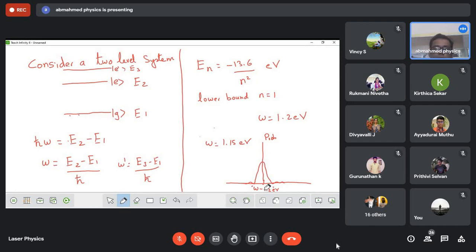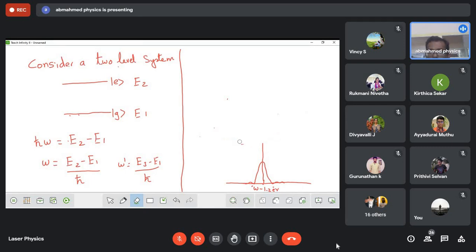This is the point I wanted to make. Now, whenever you have a system, let us consider only the 2-level system as of now. What are the processes possible? There are 3 processes possible. One is absorption, and another one is emission. The emission can be classified into two categories: one is spontaneous emission, another one is stimulated emission. So the three processes possible.